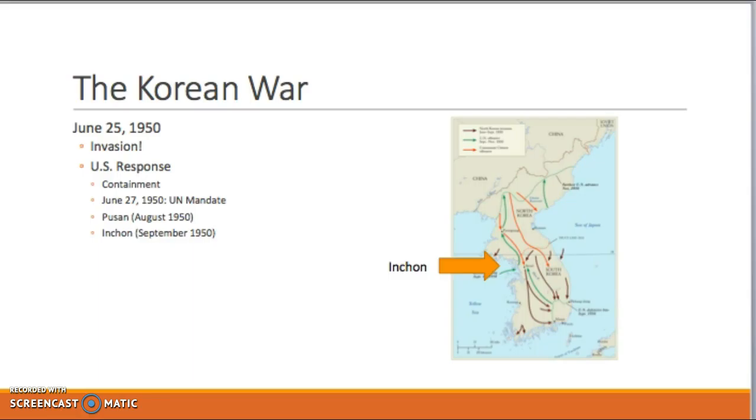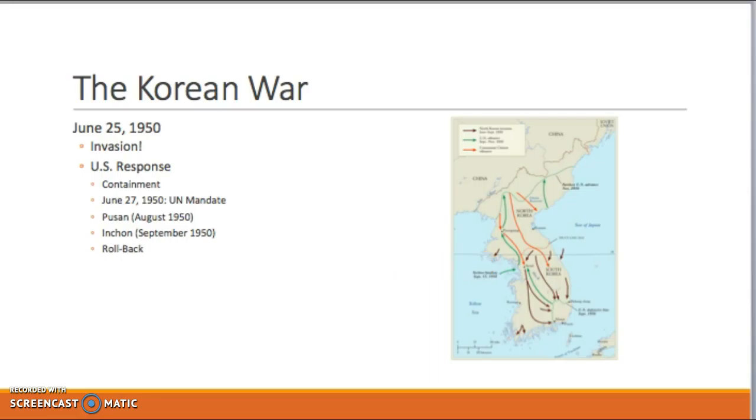The war will turn in September of 1950, when the American general, Douglas MacArthur, launched a daring invasion behind North Korean lines at the port city of Incheon. The North Koreans were caught completely by surprise and were forced into a full retreat across the 38th parallel.